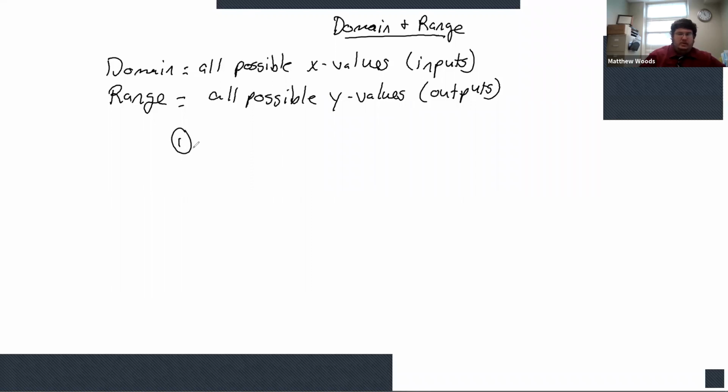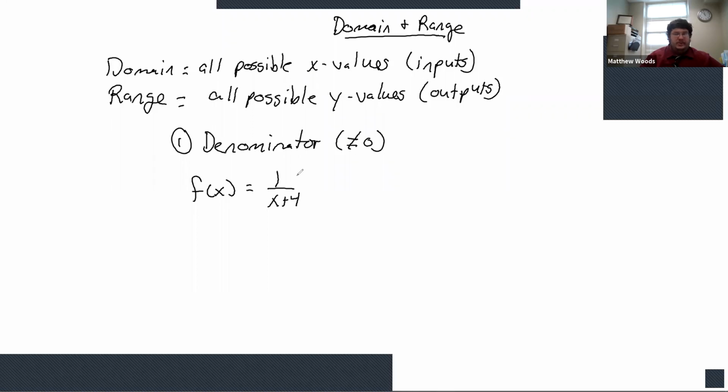The first way is with a denominator. These cannot equal 0. So let's say we have this function, 1 over x plus 4. If this was just f of x equals x plus 4, it wouldn't matter what I throw in there. I can put in a negative number in that situation. I can put in 0. I can put in an irrational number like pi, and I can still get an answer.